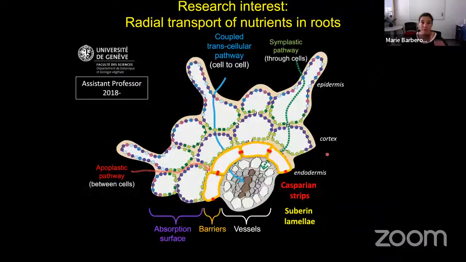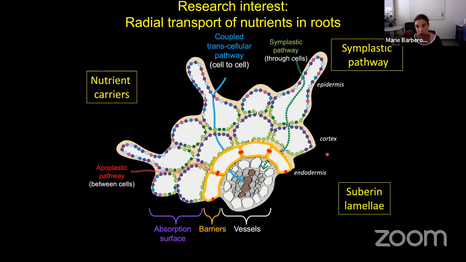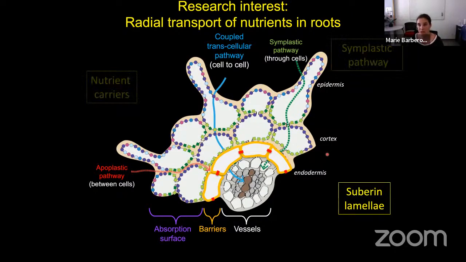Anyway, so now I'm an assistant professor in Geneva, and I still work on the radial transport of nutrients in root. And so what my lab aims to do is to get an integrative view of these different pathways, studying them one by one and see how they are interconnected. So current projects in my lab include work on the symplastic pathway itself. We are also working on nutrient carriers. And of course, we also do a lot of projects concerning the Suberin lamella. And this is what I want to tell you a bit more about now in the coming minutes.